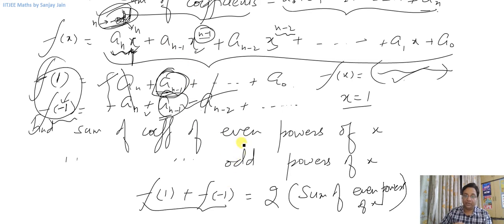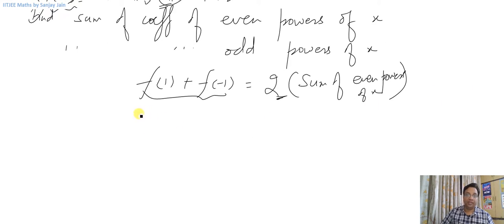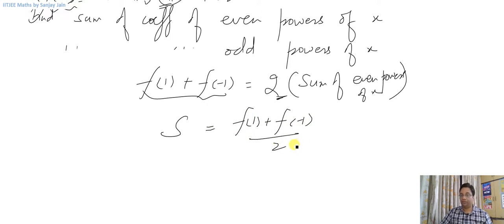And you will get the coefficients of even powers of x, 2 each. Okay, so now to get the sum of even powers of x, I will divide both sides by 2. So the required sum will be equal to f of 1 plus f of minus 1 divided by 2.